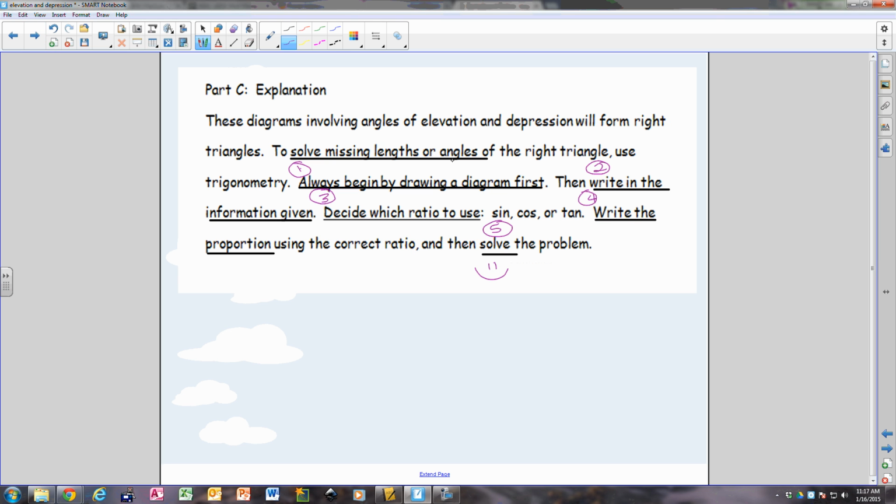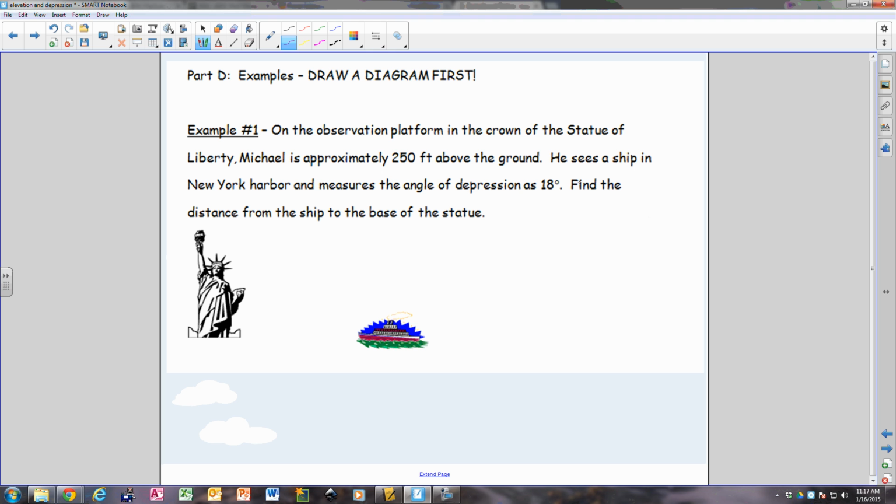All right, so when you're solving the problems, you have these diagrams. They're going to have angles of elevation and depression. They'll form right triangles. So to solve the missing lengths or angles, if you have a problem, you're always going to begin by drawing a picture first. Then you're going to write the information that's given into your picture. Decide which ratio: are you going to use sine, cosine, or tangent? Write that proportion, and then solve. Okay, so 5 steps to getting your answer. So let's practice some of those. So draw the diagram first.